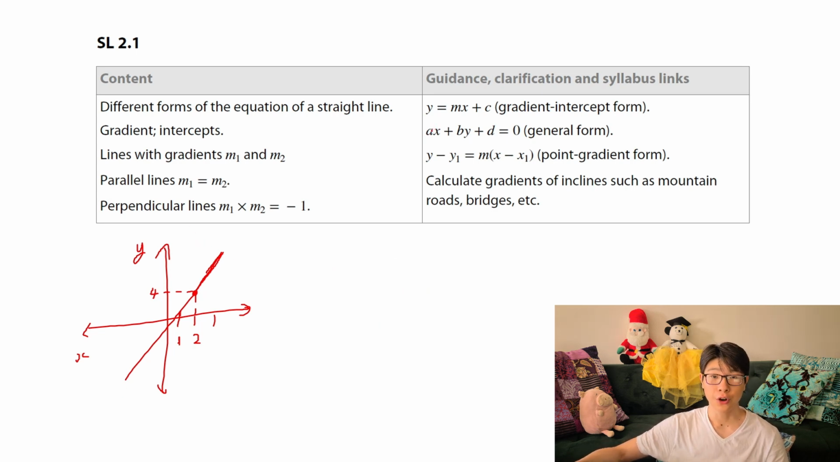IB wants you to know and distinguish between the three different ways that you can write an equation of a straight line. You are also expected to remember the names, because sometimes they'll ask you in the question, given in this form or express it in this form. But that's pretty rare, but just in case you wanted to learn it, the first one is called gradient intercept, the second one is called general, and the third one is called point gradient.